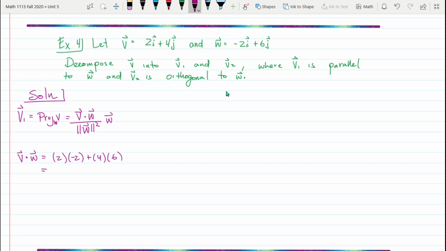I think those numbers look familiar. We already did them. So negative 4 plus 24, that equals 20. So that is the product between the two.